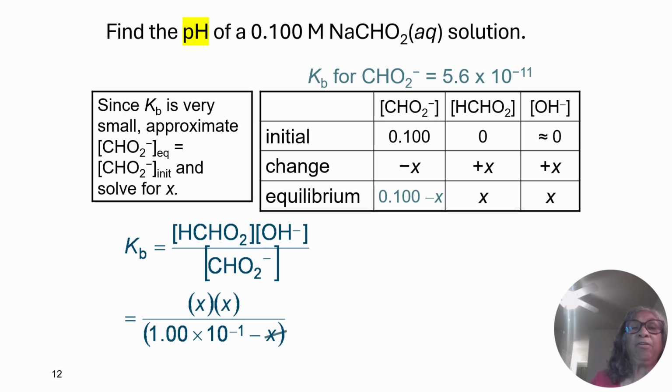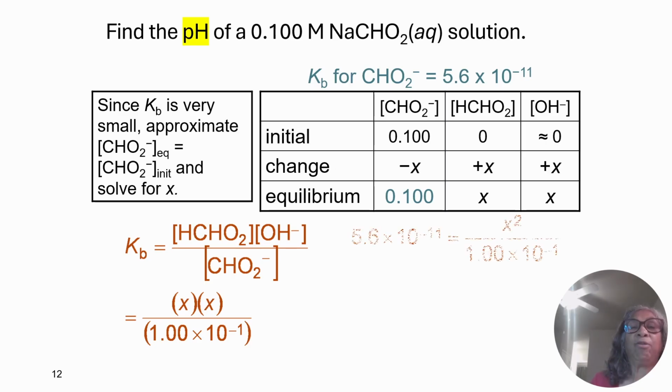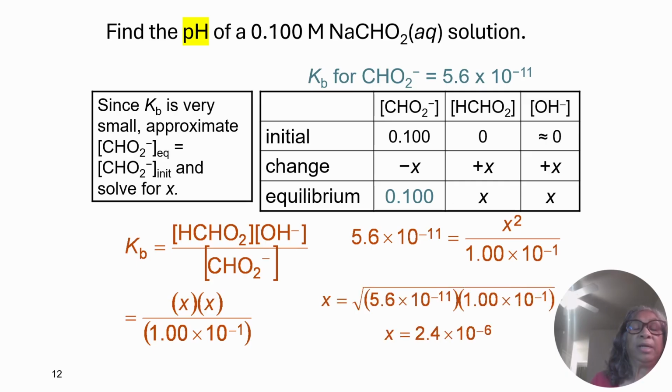Because the value of Kb is very small, we can assume that the change in the concentration of the conjugate base of formic acid, formate, is small and we can ignore it. Now we solve for X to find the values of the changes. X is 2.4 times 10 to the negative 6.